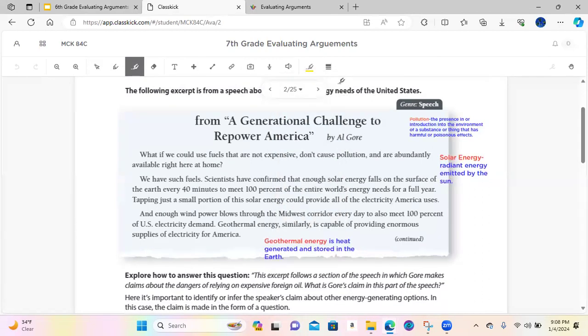Okay, so let's highlight the evidence. Solar energy could provide all of the electricity America uses. So that's one cheap way. Enough wind power blows through the Midwest corridor. And also geothermal energy similarly is capable of providing enormous supplies of electricity for America. So those are the evidence that we will use to support.